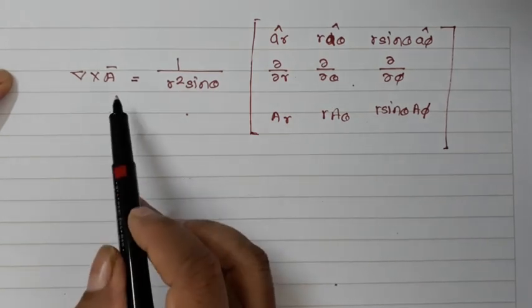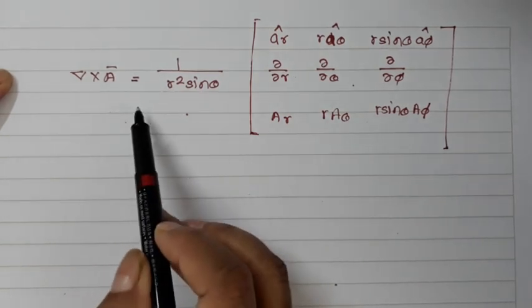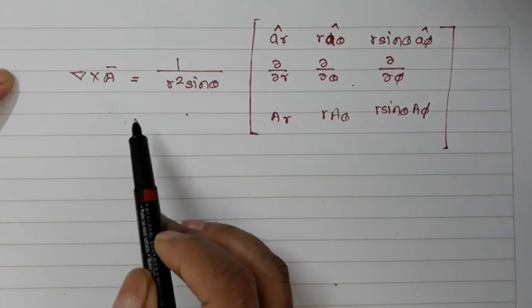So these are the basics of the antenna in a spherical coordinate system, to analyze or to test the antenna.